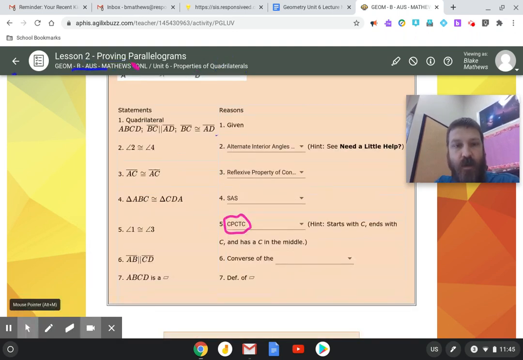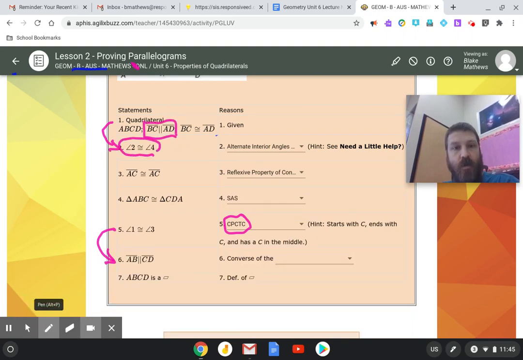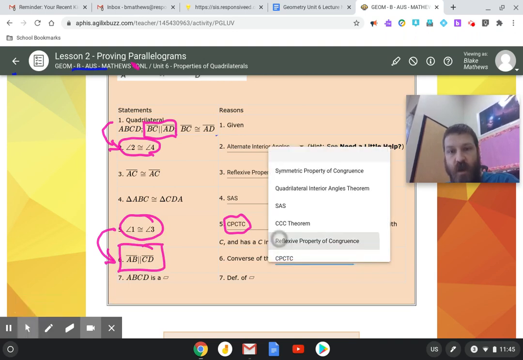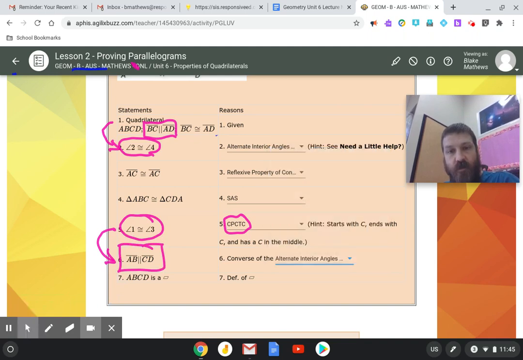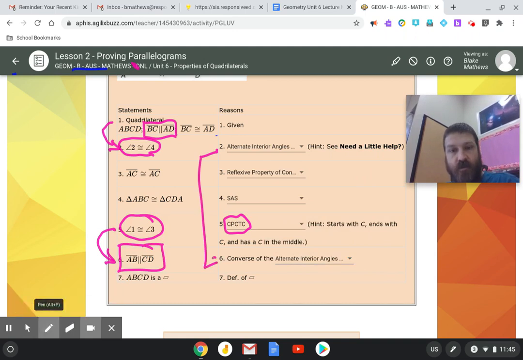Next, AB is parallel to CD. Well, how do we do that? Well, actually, what's happening is the move from 5 to 6 is the opposite of the move from 1 to 2. So here we move from parallel lines to congruent angles. Now we're moving from congruent angles to parallel lines. Well, then it has to be something like what we have in number 2. So let's look. Converse of, there you go, converse of the alternate interior angles theorem. Notice there's a connection between 2 and 6.